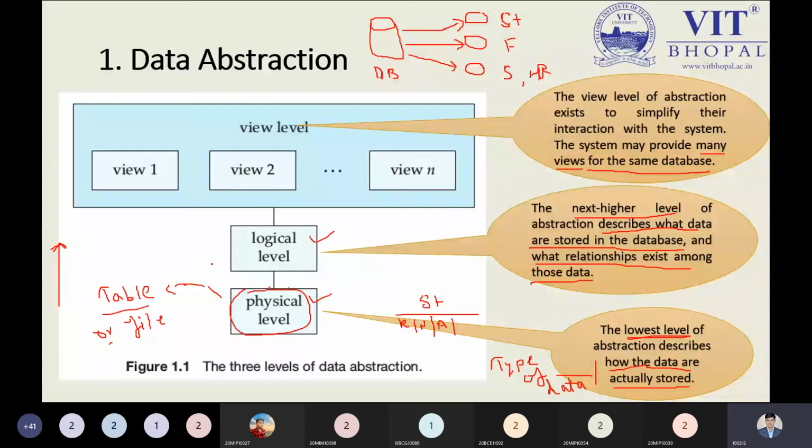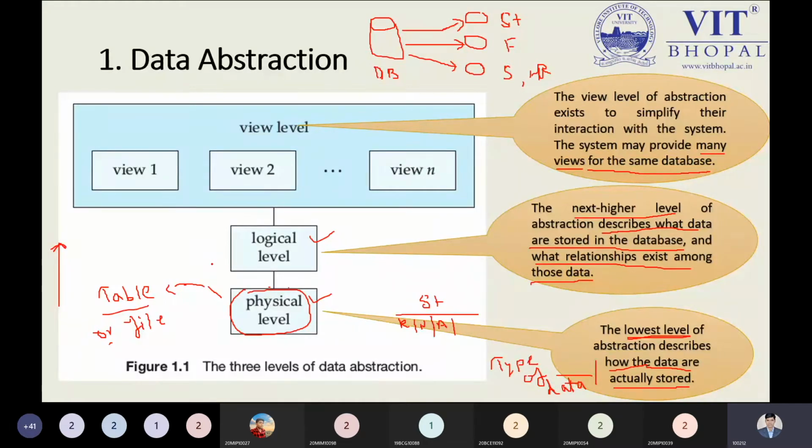I am telling all the students, please keep in mind this is the most important slide, as one question may be asked in the examination, whether midterm or terminal examination. We are talking about the levels of data abstraction, or I can ask this question in the examination: what are the data abstraction levels of the database?